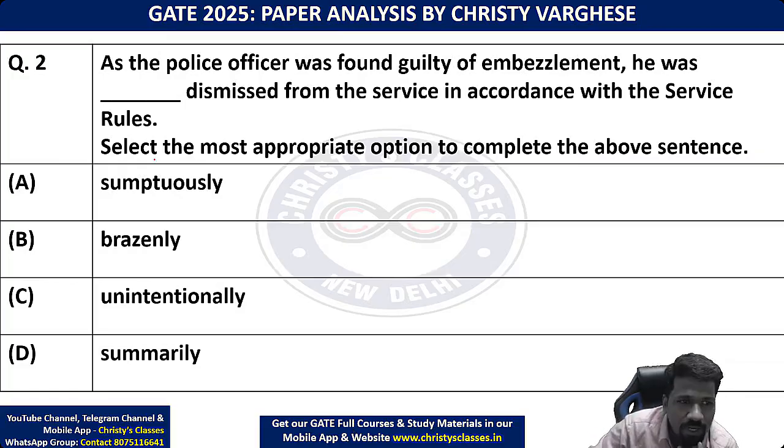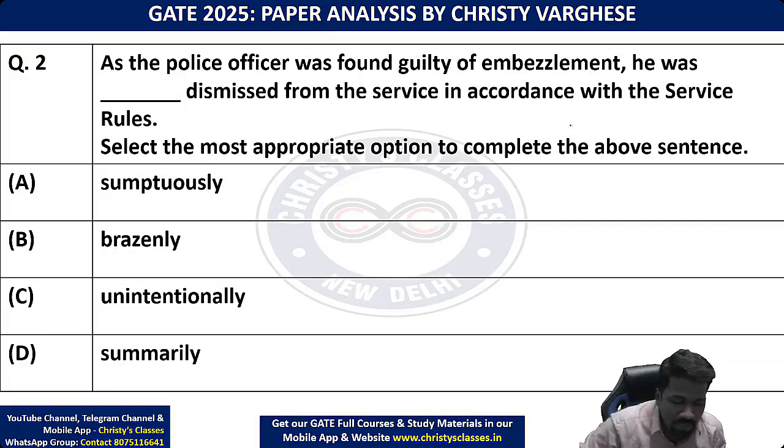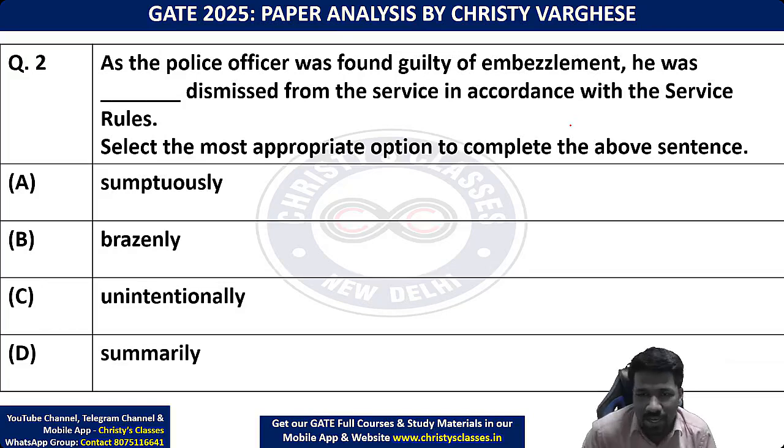Okay, so I'll explain. A police officer was found guilty of embezzlement. Embezzlement means it's a financial crime. Like the police officer was given charge of some money, and he didn't use it, or he has done fraud with it. He stole the money that was entrusted to him. So that is the meaning of embezzlement.